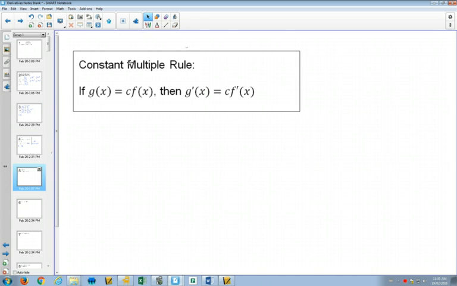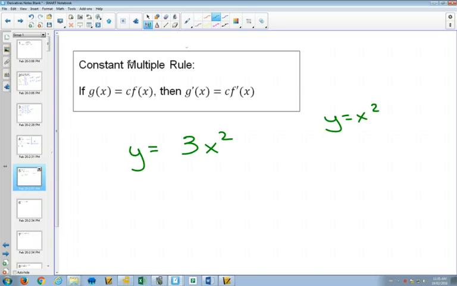And then, of course, there's the constant multiple rule, and we saw that when we had a function like 3x squared. Having that 3 out in front doesn't matter. We know that if we just had x squared, that the derivative is 2x. So having that 3 out in front, that 2 will just get multiplied by that 3, and you just get 6x.